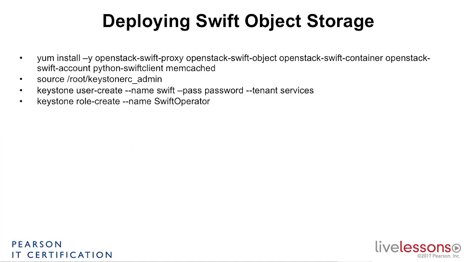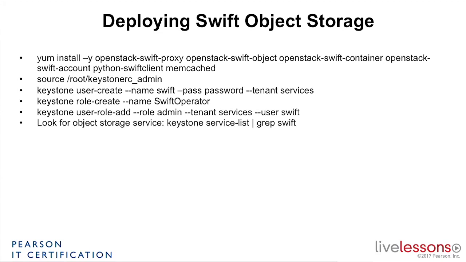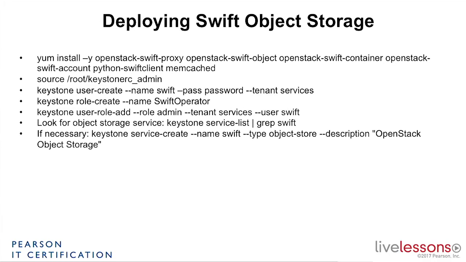Then we are going to create a role, which is Swift operator. And next we are going to assign a role to the services tenant, to the Swift user. Next we are going to query Keystone and make sure that Swift is existing. And if for any reason it didn't work out well, we can use Keystone service create --name Swift, type object store, description OpenStack object storage to make sure that everything exists the way it should.